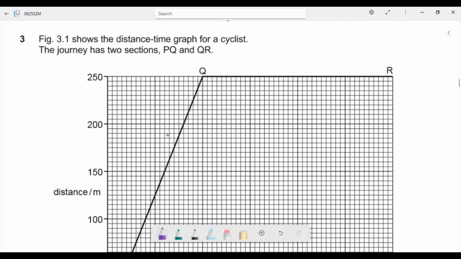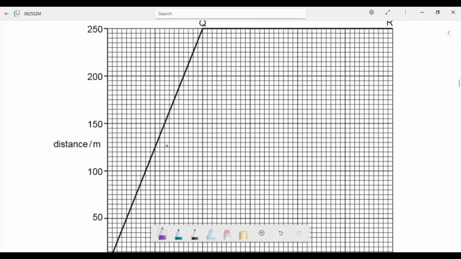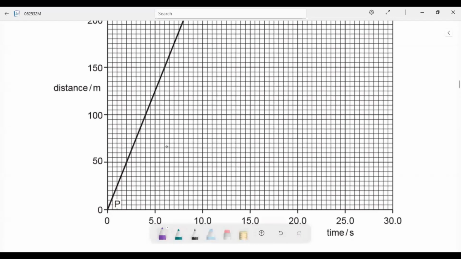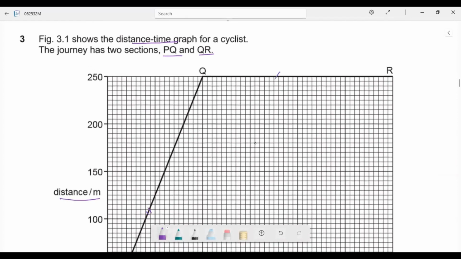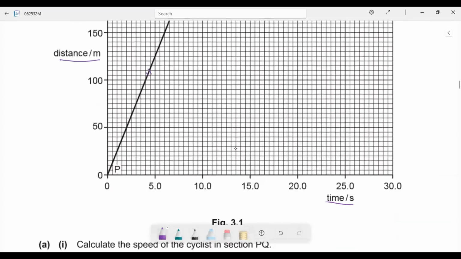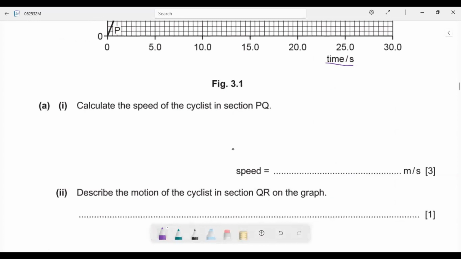Figure 3.1 shows the distance time graph for a cyclist. The journey has two sections, PQ and QR. So in the y-axis, distance is shown, and in the x-axis, time is shown. And it is having two sections, one is PQ, the other one is QR. Calculate the speed of the cyclist in section PQ.